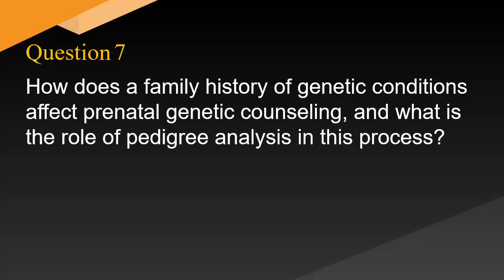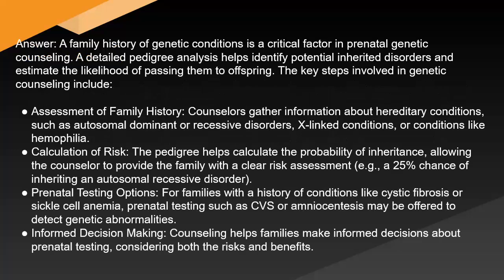How does a family history of genetic conditions affect prenatal genetic counseling, and what is the role of pedigree analysis in this process? Answer. A family history of genetic conditions is a critical factor in prenatal genetic counseling. A detailed pedigree analysis helps identify potential inherited disorders and estimate the likelihood of passing them to offspring. The key steps involved in genetic counseling include assessment of family history. Counselors gather information about hereditary conditions such as autosomal dominant or recessive disorders, X-linked conditions, or conditions like hemophilia.